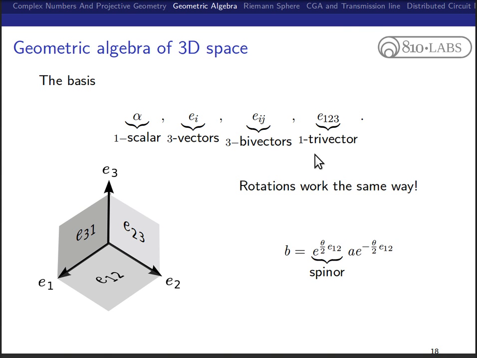Okay, so the beauty of this is that the rotations work identically. I can rotate in this e12 plane using the exact same formula as I did in 2 dimensions. That's really the power and the motivation behind moving to this, because we're going to start talking about the Riemann Sphere, which demands that we do rotations in 3 dimensions. So that's why we needed to introduce this.